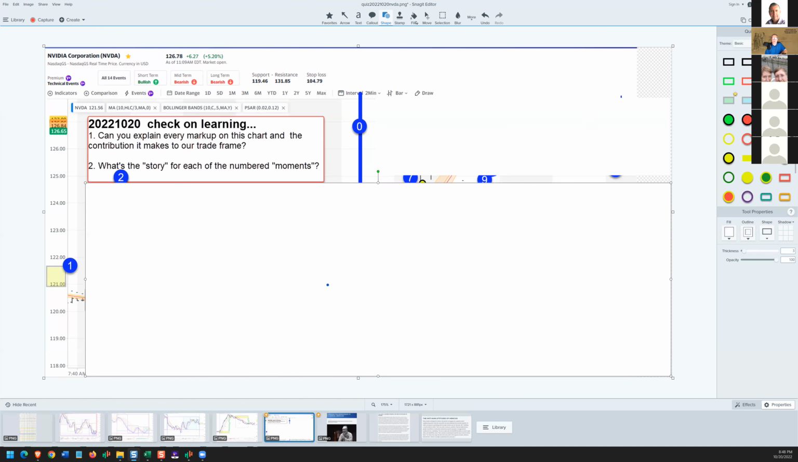So 0 is the open of the day, right? Everything to the left of that is the pre-market. So number one, that yellow box is a standard risk box. That's the R10 for Nvidia, which is about 60 cents.